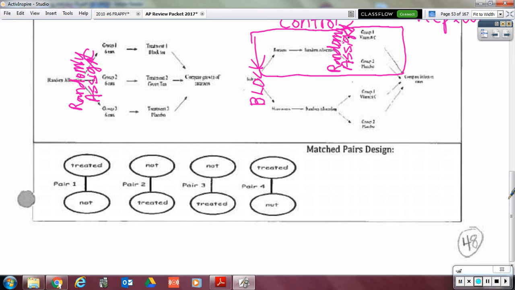All right, what's another way you can have a matched pair? You can be your own matched pair. Me before the treatment, I take the pill, and then me after the treatment, and I compare my before to my after. Have I controlled all of those variables? What's the difference between my before and my after? One thing only, and that's the treatment.